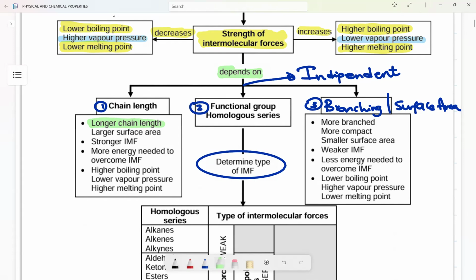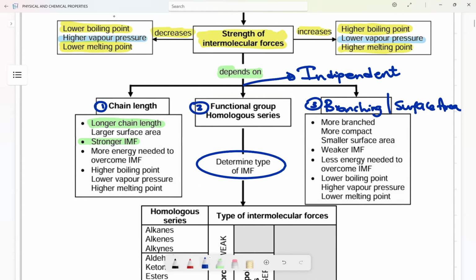So if we increase the size or the length of the molecule, we are increasing the intermolecular forces of it. Because if it is a small compound like this, maybe it has weaker intermolecular forces. But as we increase the chain length, we are going to increase the intermolecular forces. So if we have the longer chain length, we're going to have the stronger intermolecular forces.